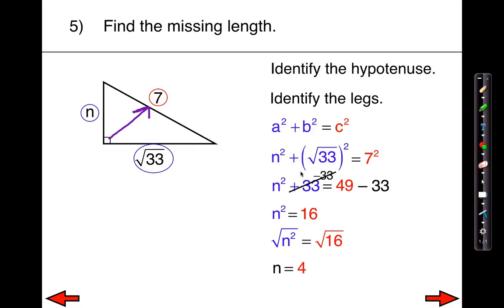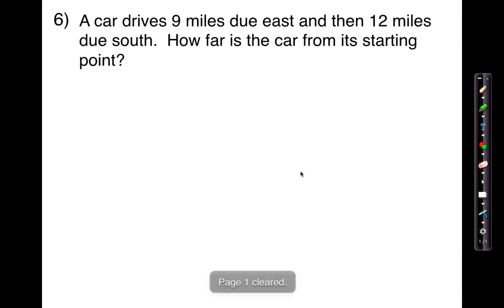So that's it. So notice you don't always have to approximate. If your answer is a nice whole number, you're good. Okay, so here I would say the missing leg is 4. Okay, now moving on to some word problems.